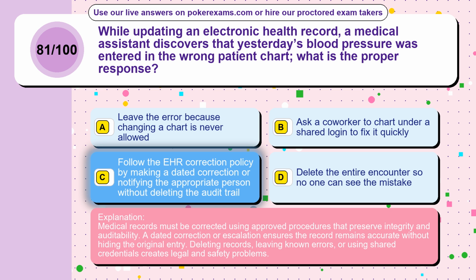Medical records must be corrected using approved procedures that preserve integrity and auditability. A dated correction or escalation ensures the record remains accurate without hiding the original entry. Deleting records, leaving known errors, or using shared credentials creates legal and safety problems.